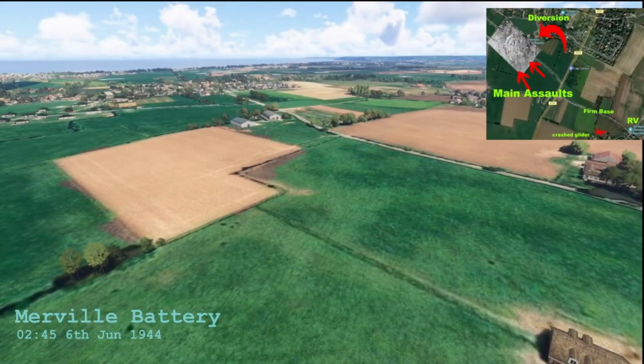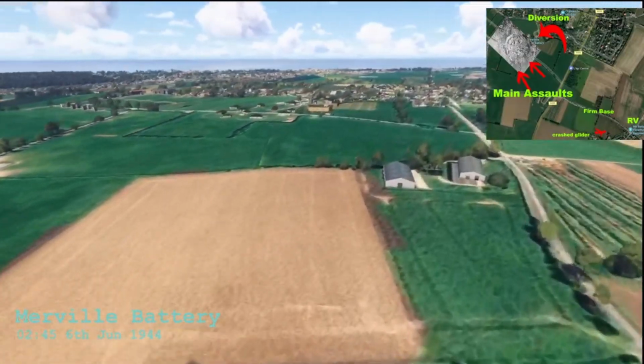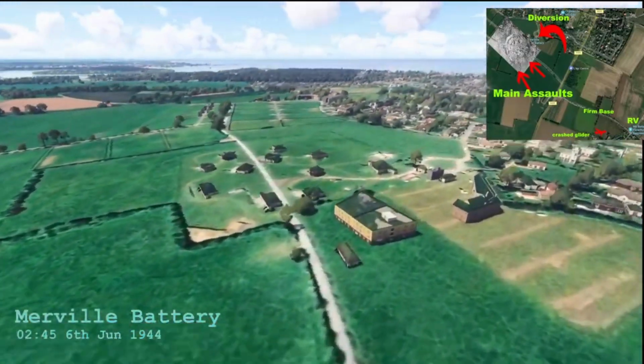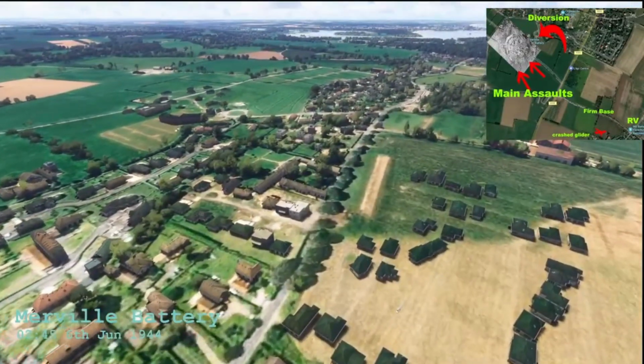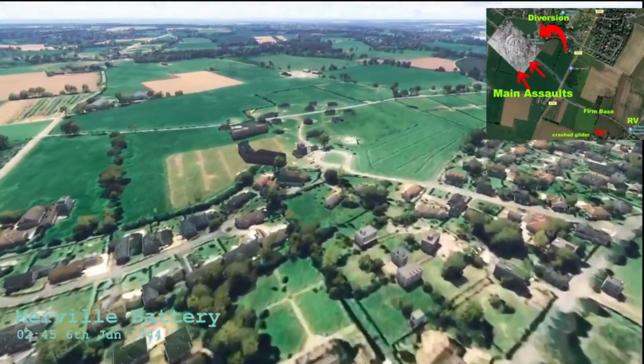Otway immediately tells Sergeant Knight to rush over to neutralize these machine gun positions. Sergeant Knight was going to be the guy who would command or be involved with the diversionary attack from this side as well later on.